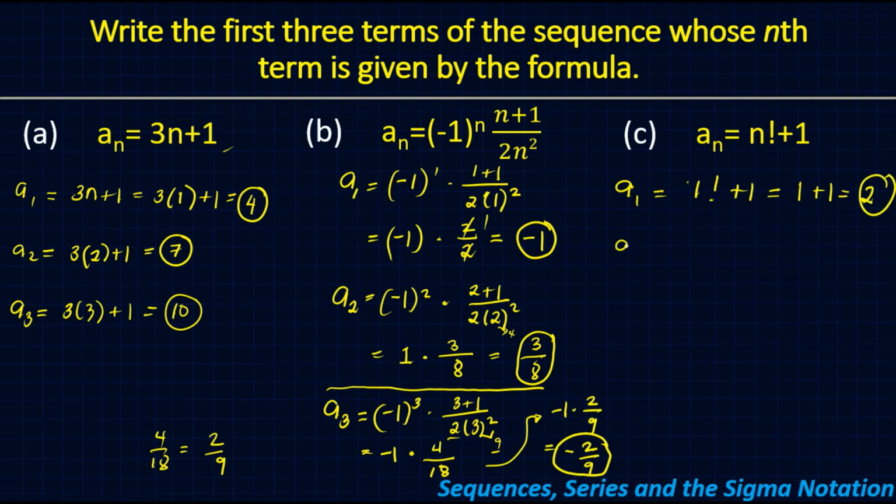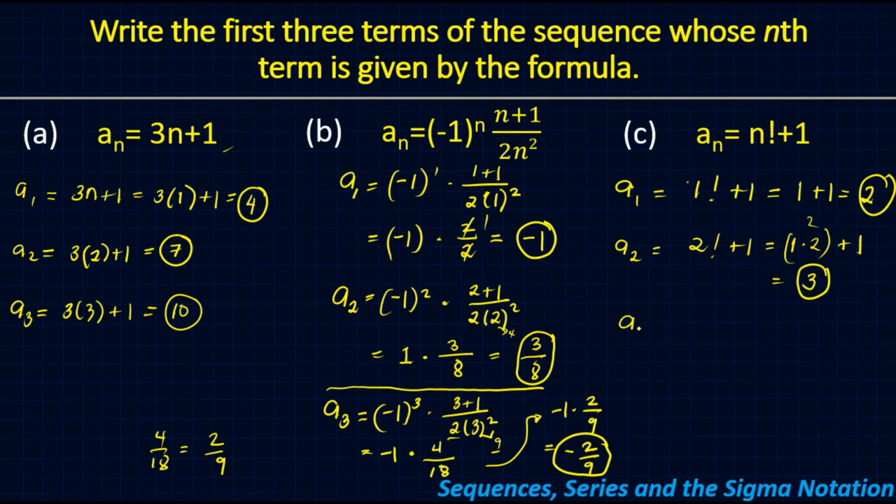For the second term, we have a sub 2. We have 2 factorial plus 1. So, 2 factorial, that is 1 times 2, and then plus 1. So, in here, we will have 1 times 2 equals 2 plus 1. So, the second term is 3.